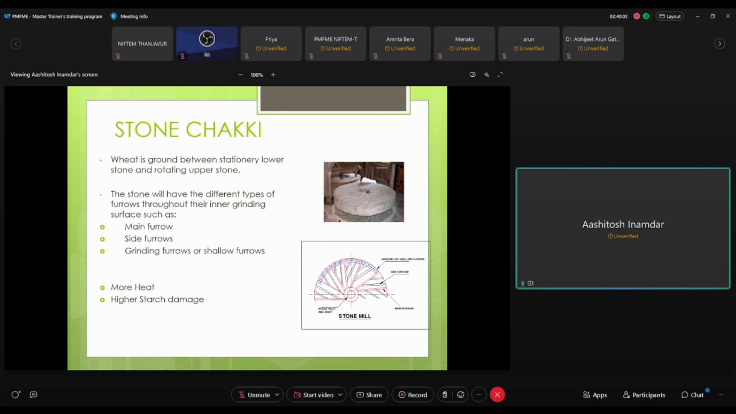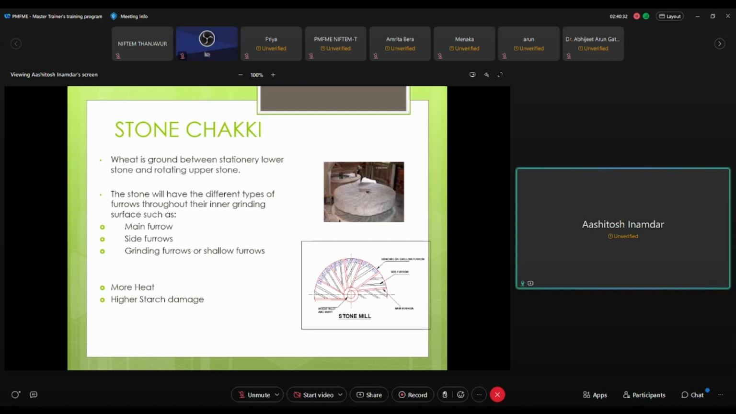Wheat chakki. Commercial stone chakkis come in dimensions of around 24, 30, 36 inches. They have capacities of around 200 to 250 kgs per hour, or almost 400 kgs per hour, based upon the size you are using. Of course, these stones are not just normal stones. These will have the furrows also.